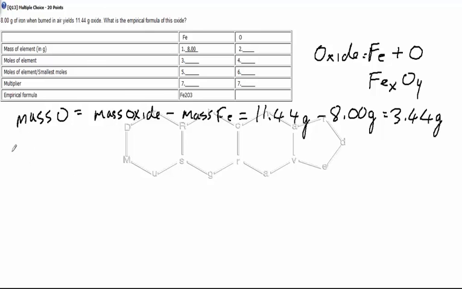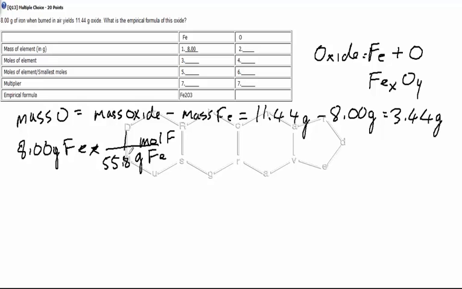Alright, so first thing we want to do is figure out moles of iron. So we'll start out with 8.00 grams of Fe, and then we'll multiply that, and we'll have grams of Fe on the bottom, moles of Fe on top. 1 mole of Fe, 55.85 grams of Fe, that's the atomic weight. That comes out to be 0.143 moles of iron.